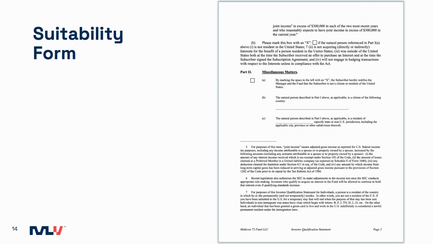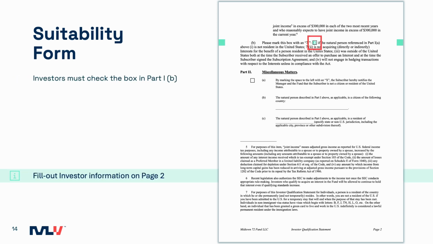This section cannot be left blank. On page 2, the investor must check the box in part B indicating they were not in the U.S. at the time of subscribing to the EB5 fund. This is required by FINRA. The only exception is if the investor were to sign the subscription documents in the U.S. with a broker-dealer. This, however, is very rare.